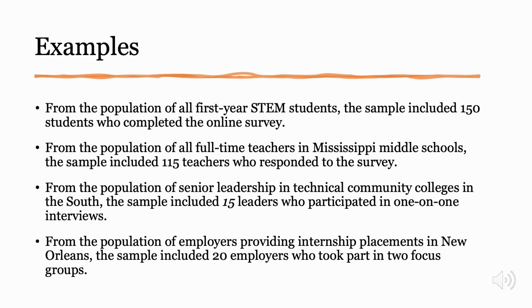Building on the same examples we used for the population, here's how we can describe a sample. Again, please pause the video to read all, and we will go over the first two together. From the population of first-year STEM students, you might say that the sample included 150 students who completed the online survey. From the population of Mississippi teachers, the sample could be the 115 teachers who responded. Each description shows how the sample was taken from the larger population and makes it clear who ended up participating in your study.